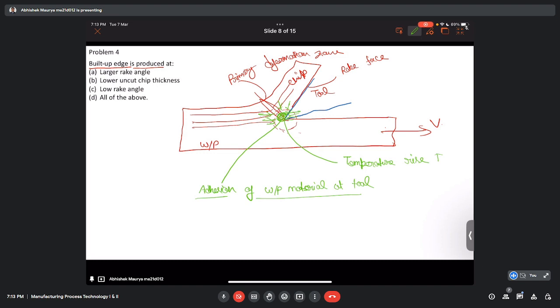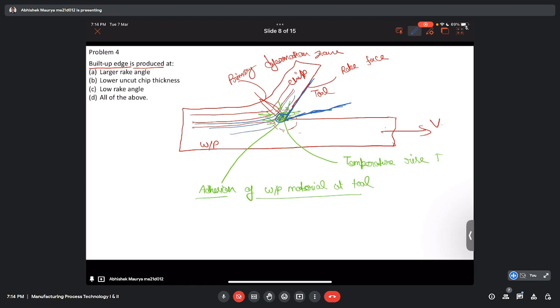So it is adhered, or we can say it gets welded. Earlier our tool geometry was like this, but when some small chunk of material gets adhered to the tool, the tool geometry will become something like this. Now the adhered material itself becomes a part of the tool, and cutting will happen from this edge, from here.